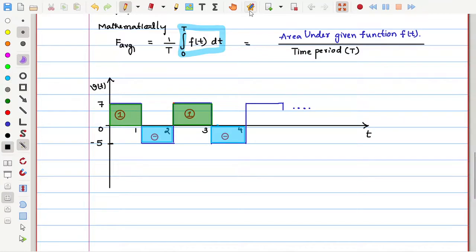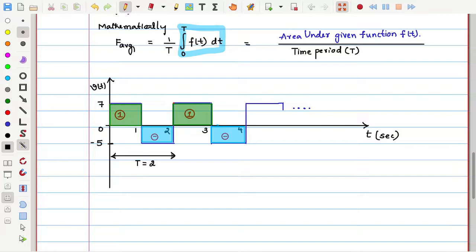Then the duration of time for which this pattern of green and blue color boxes is occupied, that duration of time we call the time period. How much is that? 2 seconds. Let us say time is in seconds. Clear? Right. So now we got the time period.